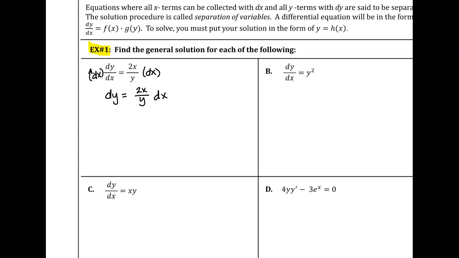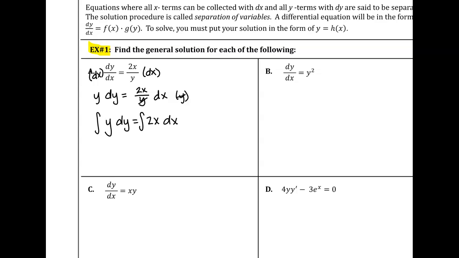Okay, and then the last thing, I have that pesky y on the right-hand side that I need to move, so I'm going to multiply both sides by y to cancel that. So I end up with y dy equals 2x dx. Once I get this separated, then and only then can I integrate both sides. And now it looks like an actual indefinite integral on each side.